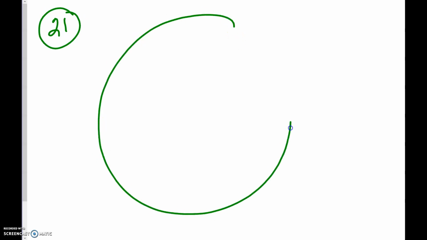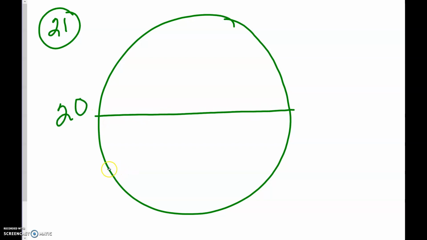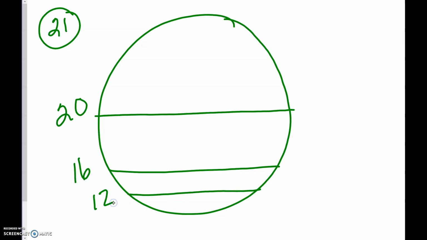All right, now I am telling you right now that number 21 on your homework is going to be a challenge. Number 21. They're going to give you a circle and they're going to tell you that this diameter is 20. Now you're going to make another chord, and that chord is 16, and another chord down here is 12. They want you to label these two points A and B, and what they want to know is what this right here is going to be. They're looking for AB.